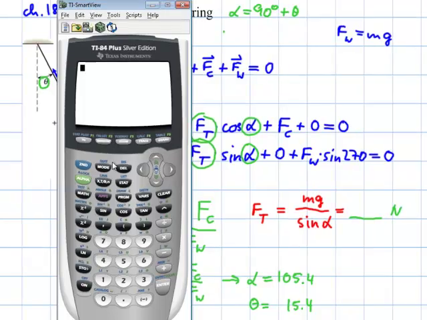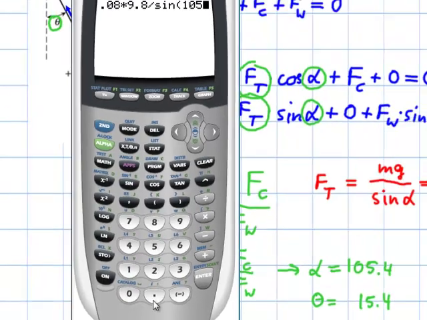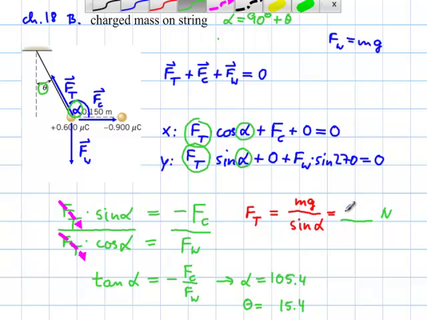So it's going to be the tension equals 0.08 kilograms times 9.8 meters per second squared, gravity, divided by the sine of alpha, which is given as 105.4 degrees. So I have to correct here in the calculation to the alpha that I had used. Enter, and the result comes out to 0.81, what was that other decimal? 3 newtons.